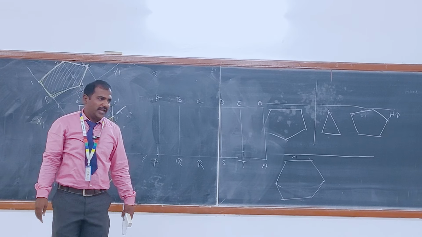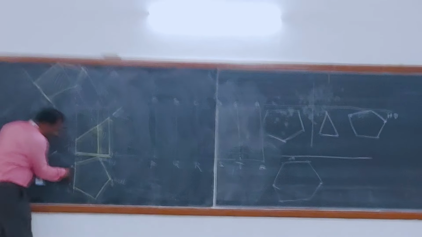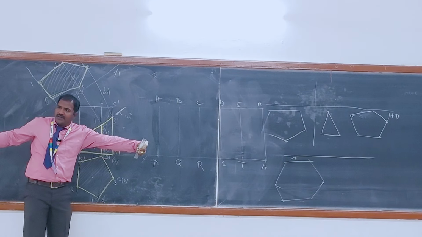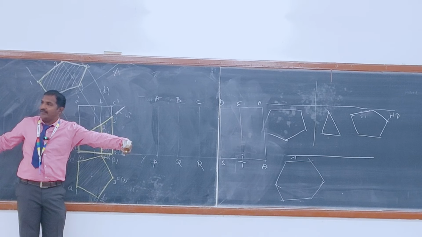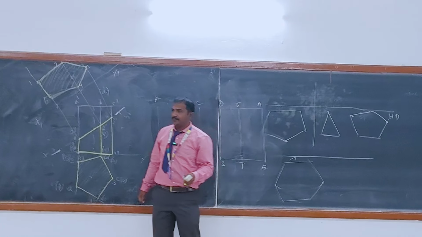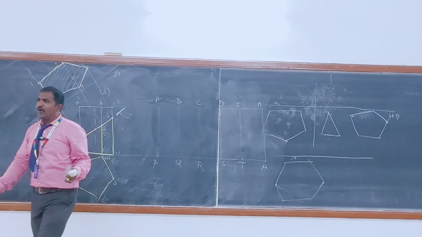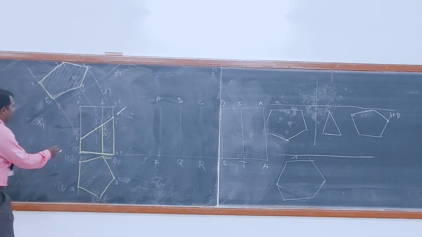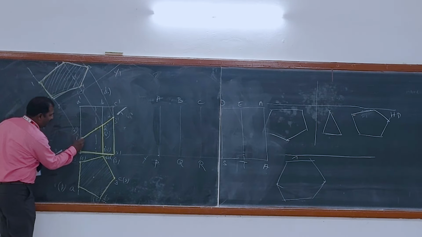Got it? Clear? So each side is 30 mm. If you develop it, it is 35 into 5, so 35, 35, 35, 35, 35. Now we have to draw a diagram, very simple. My 1 and 5 are here.